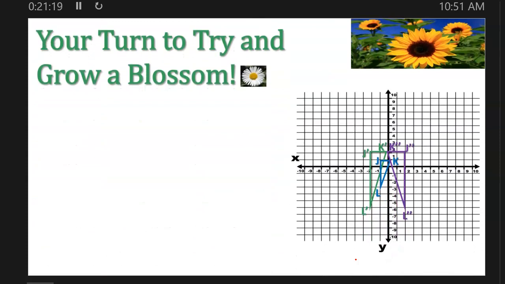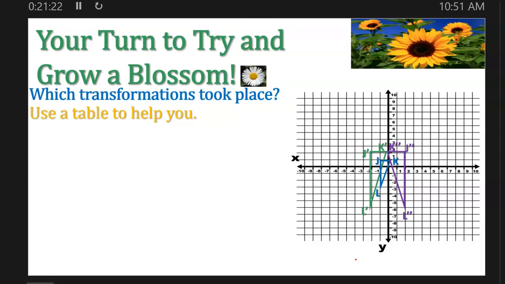Your turn to try and grow a blossom now. So let's look at which transformations took place. So we have triangle JKL in the blue. Then we have J prime, K prime, and L prime, which is the green triangle. And then J double prime, K double prime, L double prime, which is the purple.